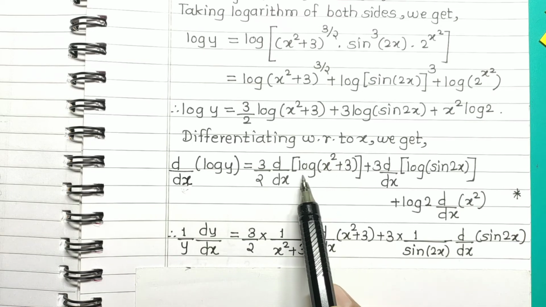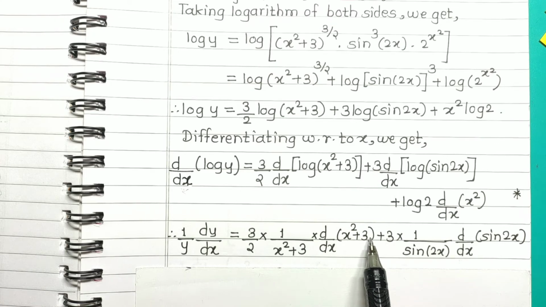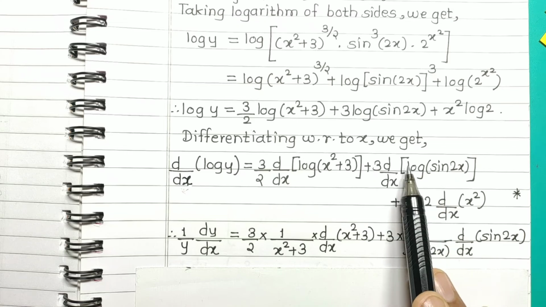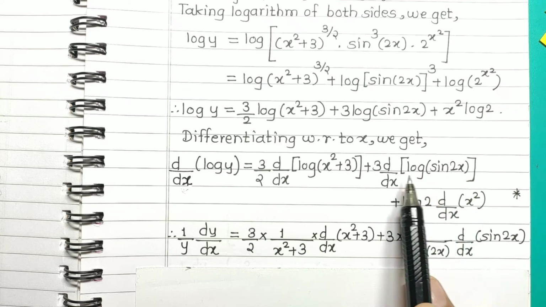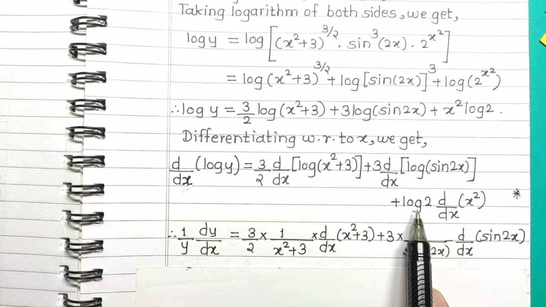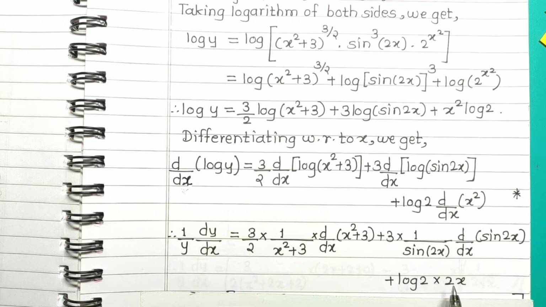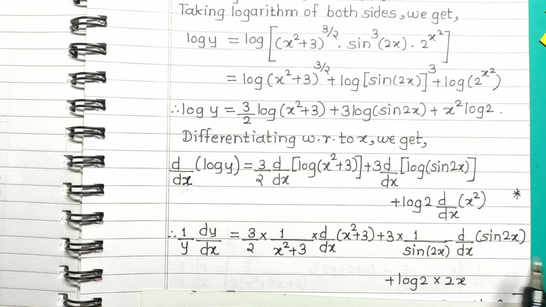Now again it is a composite function. To find its derivative, let's treat it as log of something. So its derivative is 1 upon something into derivative of something, which is x square plus 3, where this 3 is constant. Again it is a composite function. To find its derivative, let's treat it as log of something. So its derivative is 1 upon something into derivative of something, which is the function sine 2x. And see here, log 2 is constant and the derivative of x square is 2x. So this is how we have evaluated these four derivatives at this step.